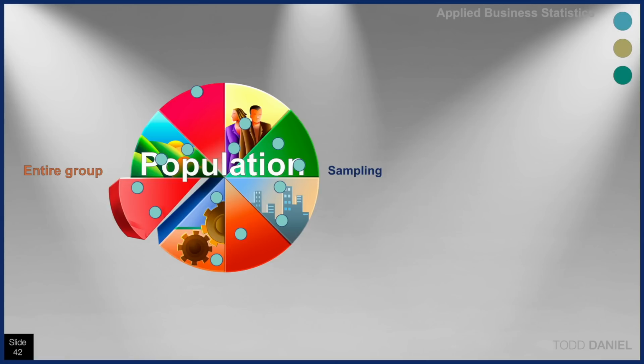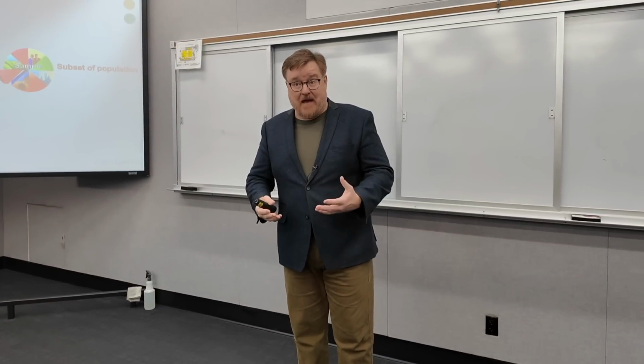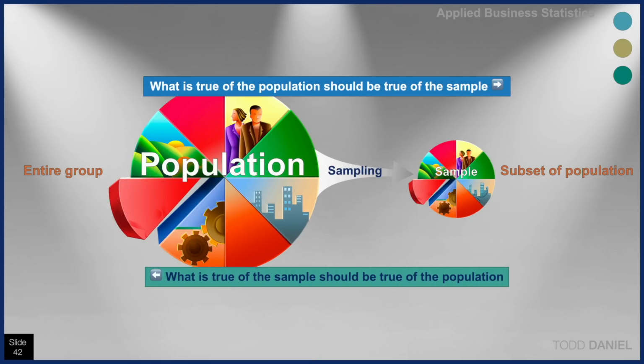And then what I'm going to do is bring all of those data points together into a sample that should be a miniature version of the population. If I've used good sampling methods, then what is true of that population should be true of any sample drawn from that population. The parameters of the population should be represented in the statistics of the sample. This also means that if I draw a sample from a population, what is true of my sample should be true of the population from which it was drawn.